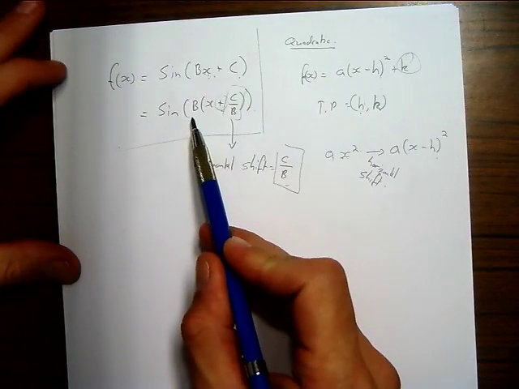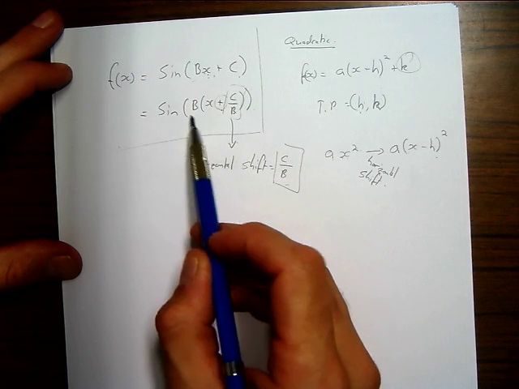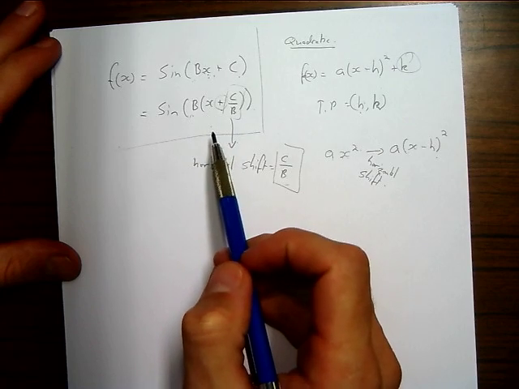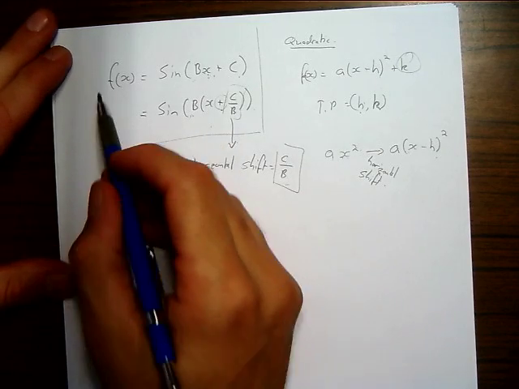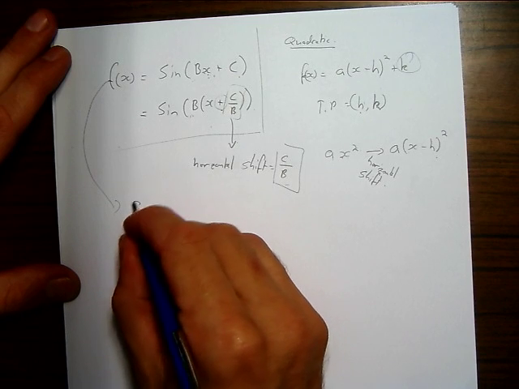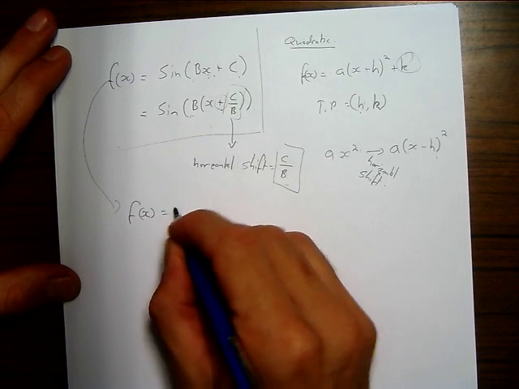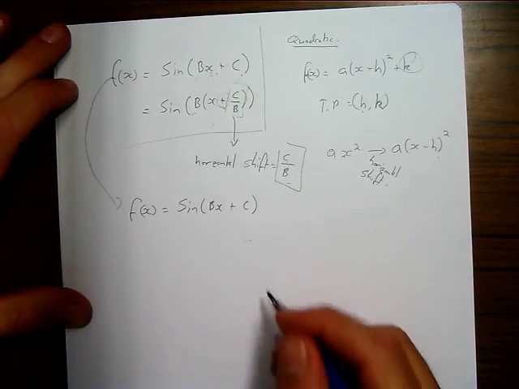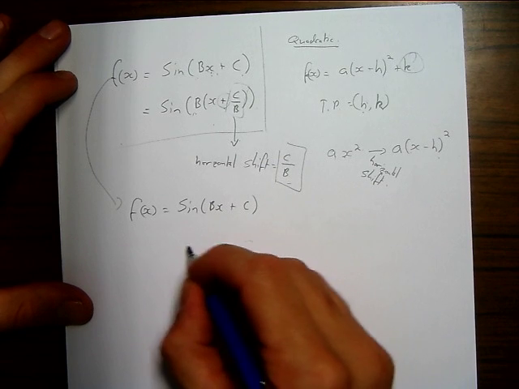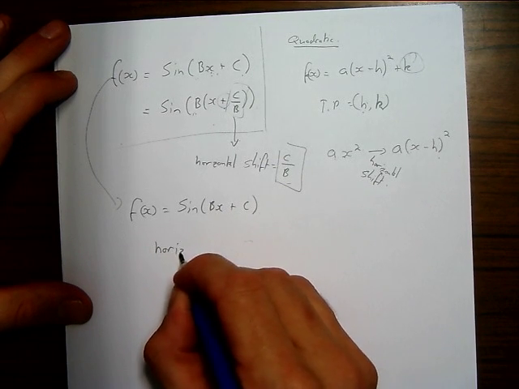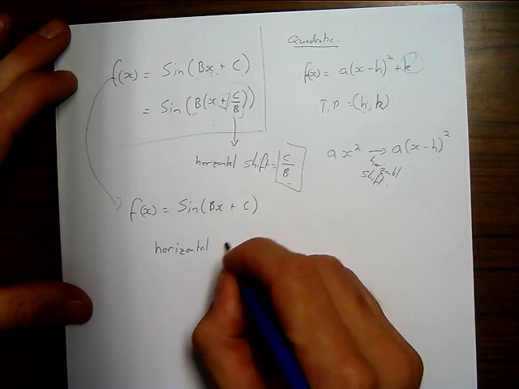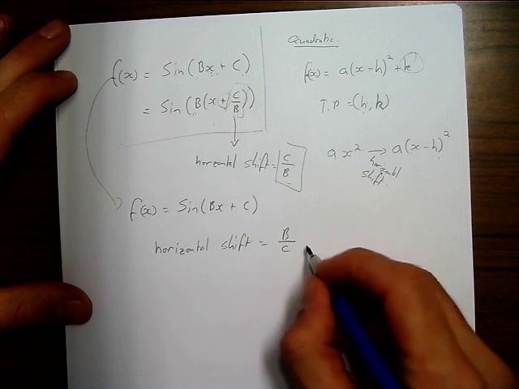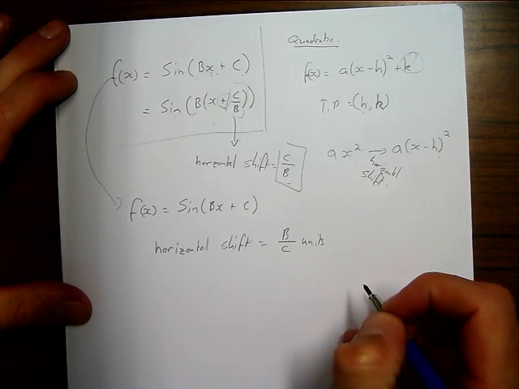Now, why do you think I'm giving you it in this form and not this form? What's wrong with this form? It has double brackets there, and they're going to get messy and annoying. So I'm going to keep this one. We have f of x equals sine of bx plus c. Then our horizontal shift is c over b units. It sure is.